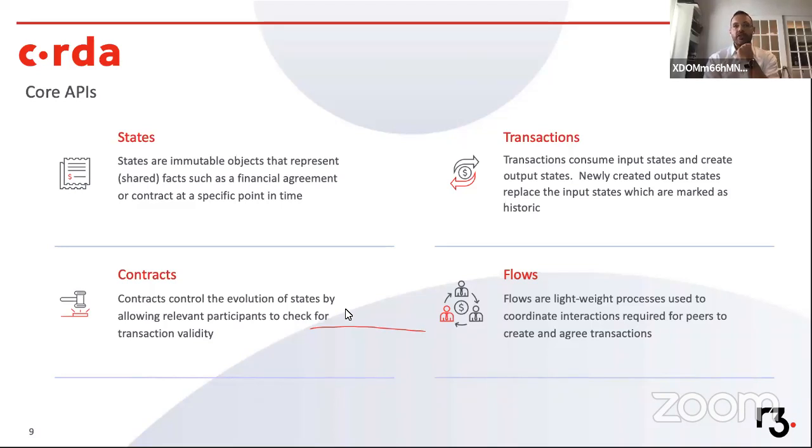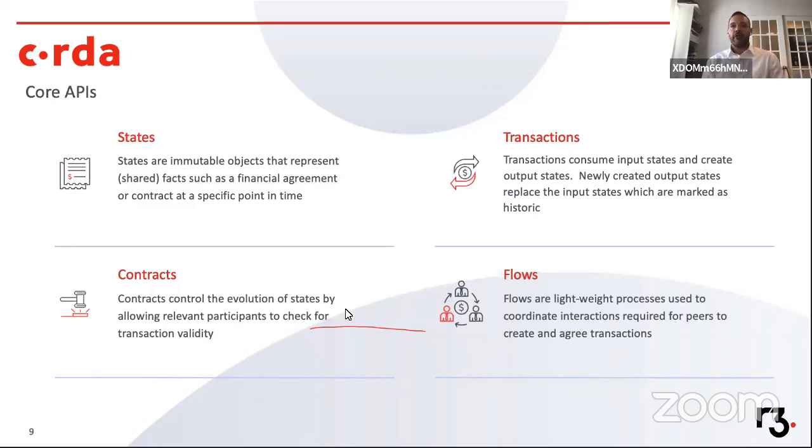Contracts control the evolution of states by allowing relevant participants to check for transaction validity. States are the objects themselves. Contracts are the things that govern how these states are allowed to evolve. Transactions are this kind of grouping of states and contracts that consume the input states and create the output states, and the newly created output states are effectively the state of that state on the ledger.